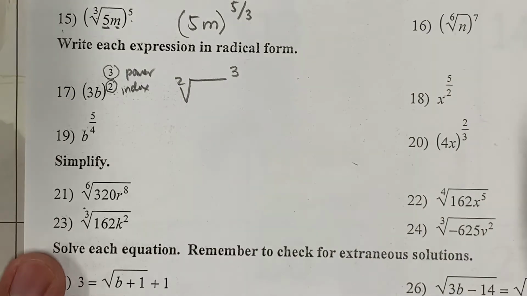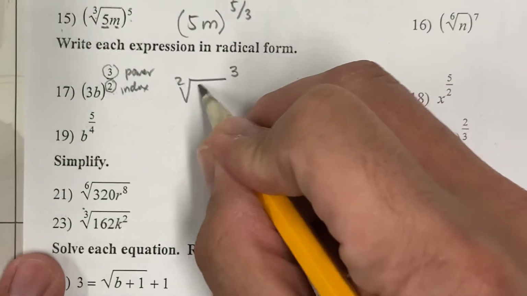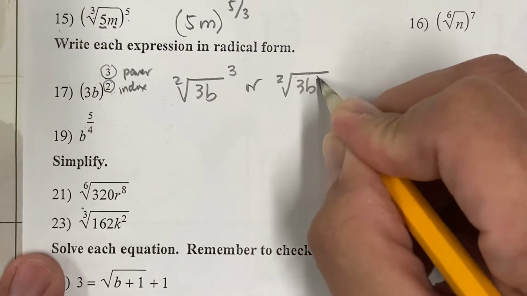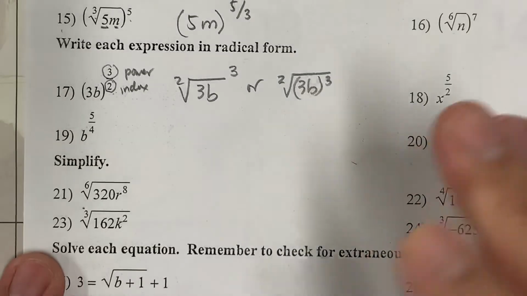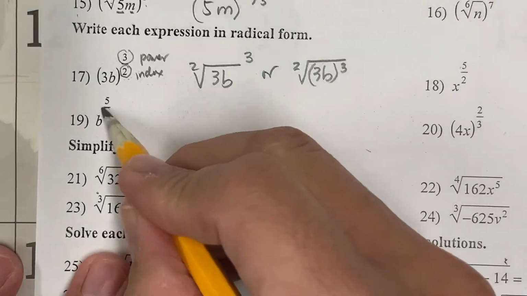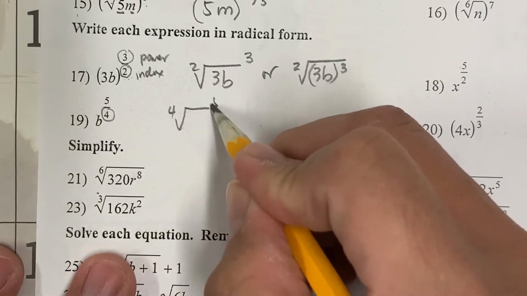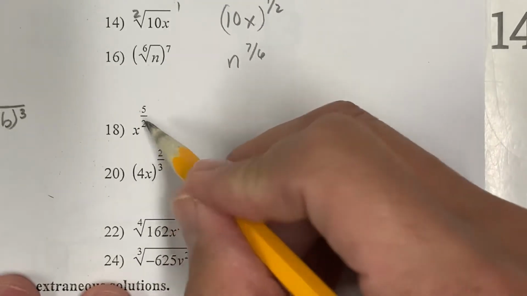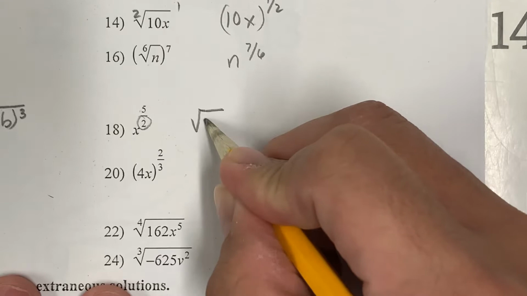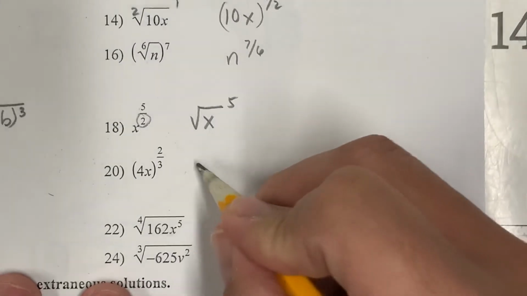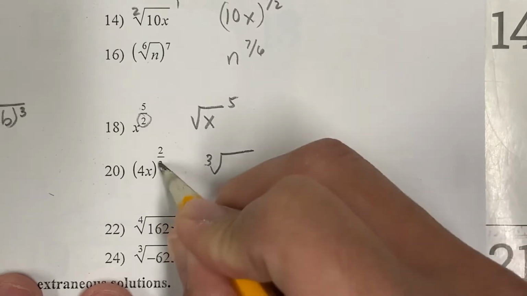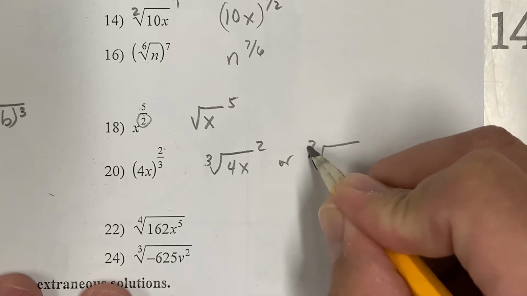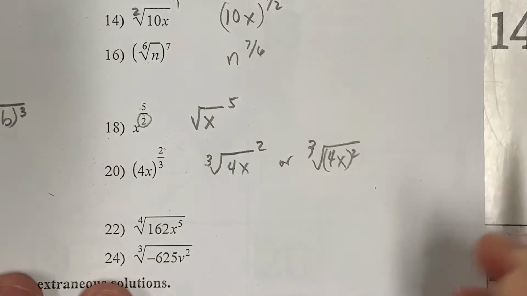If you put it inside, you must have the parentheses, 3b. Or if you want to put it inside, just showing it to you, 3b to the 3rd power. Okay, whichever works for you. 4 is the index there, so it's going to be 4th root, and then put the 5 there, b. For 18, that's square there, that's 2 there, so the square root of x to the 5th power. And here is going to be cube, because 3 there, the 2 goes outside, and then 4x. Again, or cube root of 4x, parenthesis to squared.